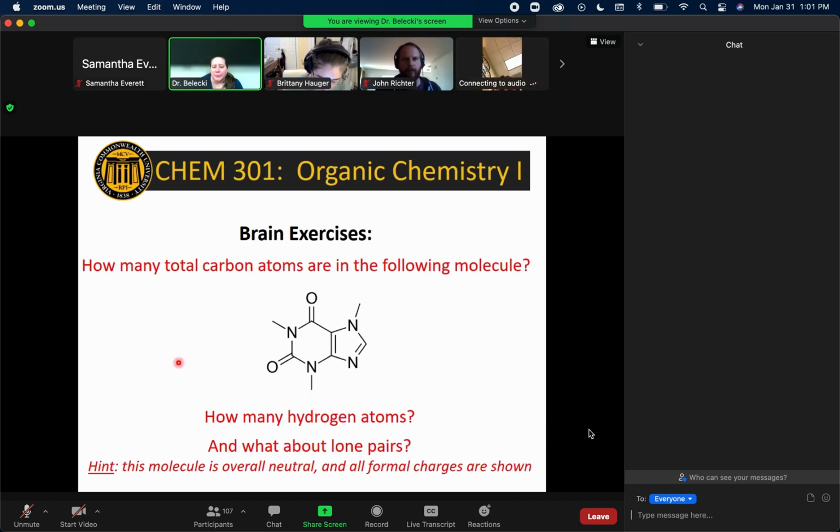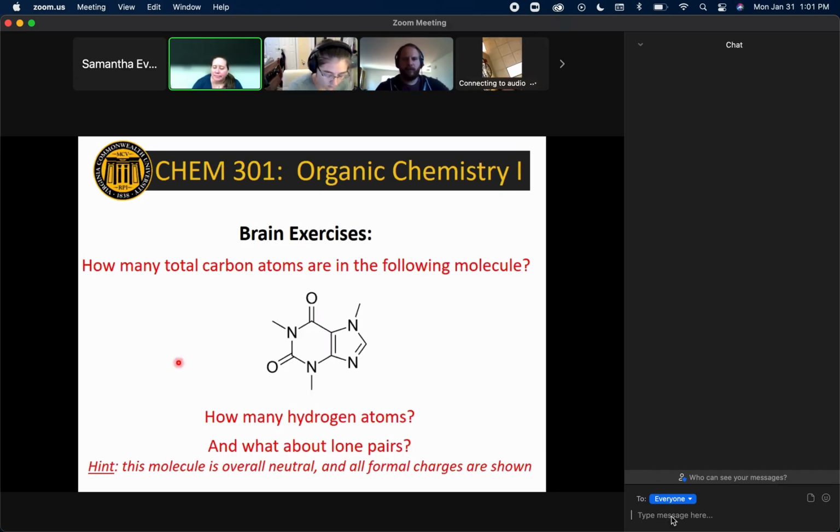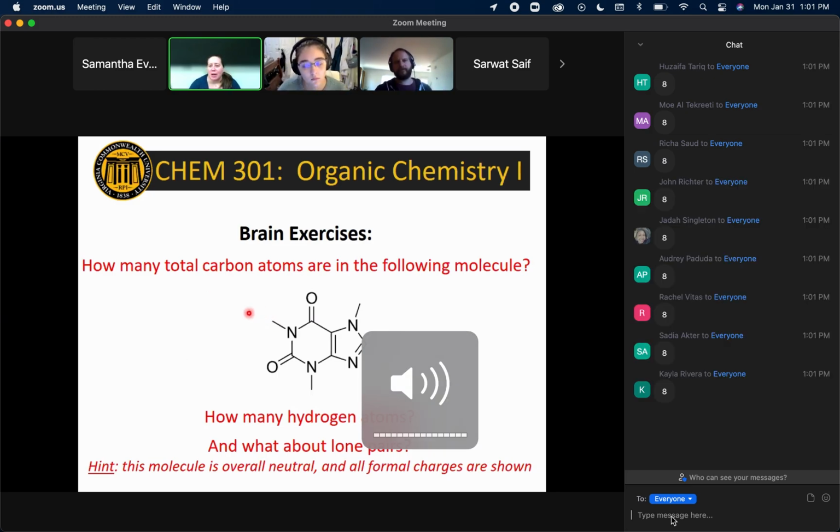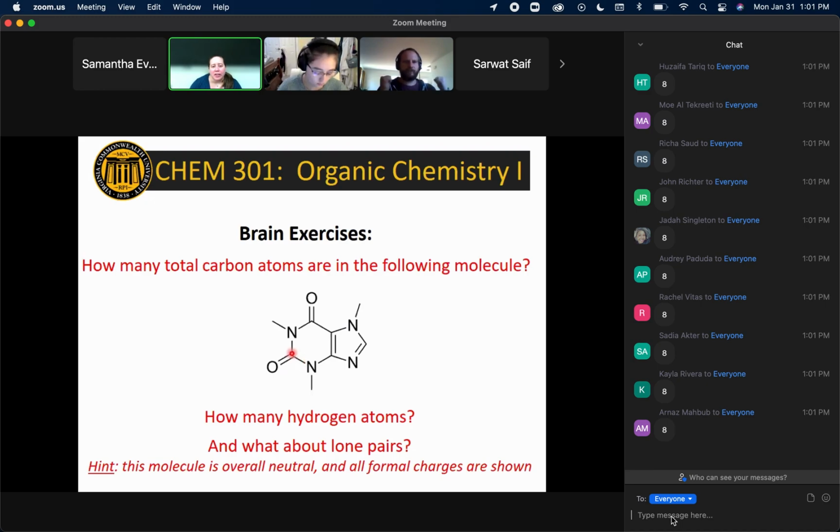In this molecule? Eight. Okay, you guys put a bunch of eights in the chat box. That's exactly right. We have 5 carbon atoms that are part of the ring system, with my laser pointer: 1, 2, 3, 4, 5. And then we have an additional 3 carbons that are kind of sticking out of the ring.